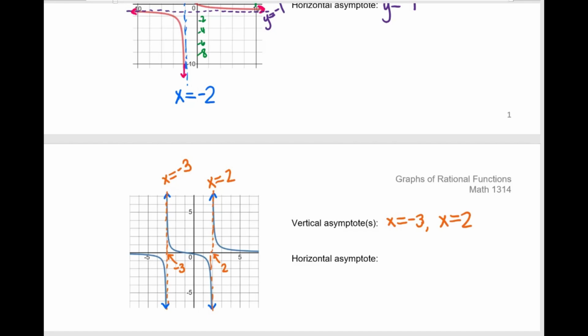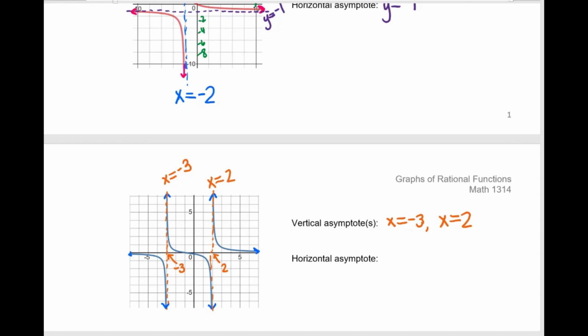We need to find if we have any horizontal asymptotes. Remember, horizontal asymptotes are when our graph flattens out. It's like the x values keep going, but the y value doesn't change. And because we have three parts to this graph, we can actually touch or cross over the horizontal asymptote. But remember, you never cross over the vertical asymptotes.